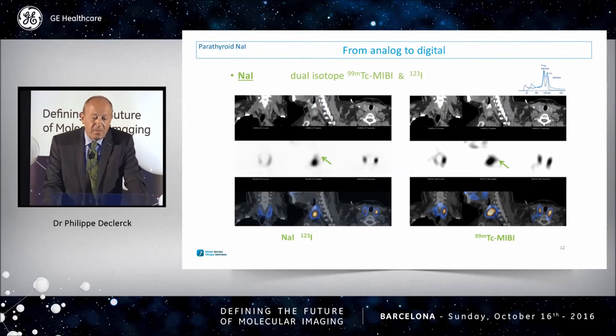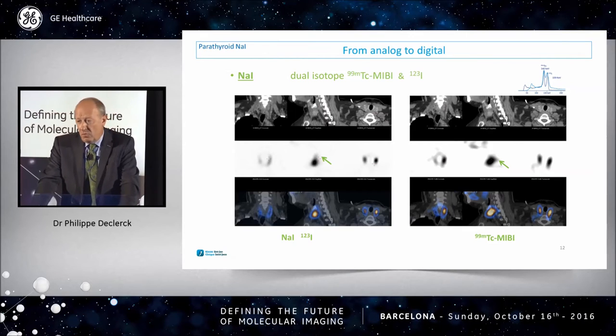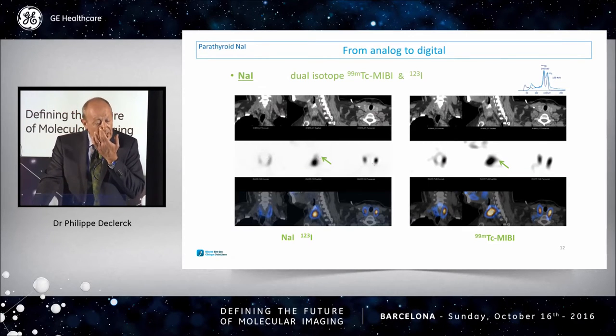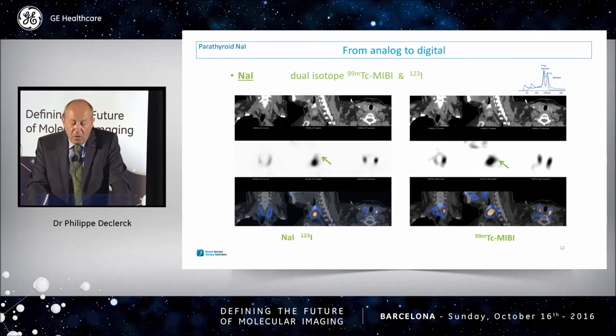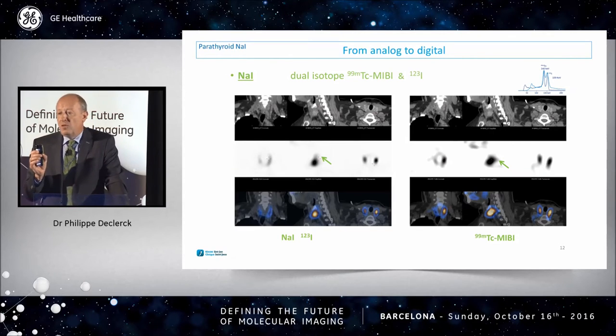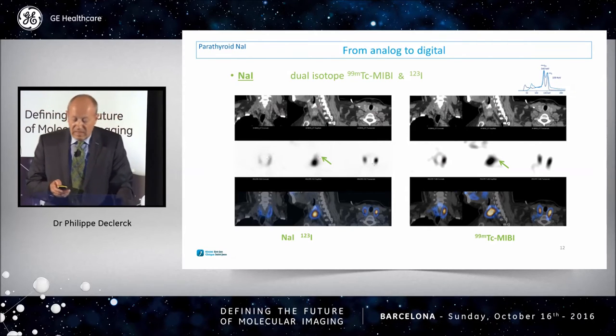And I will show you that with this dual isotope, 3D parathyroid. This case is done with the photomultiplier, sodium iodide, and you see on your left hand the image with iodine 123, 159 keV, and on the right hand you see the image with technetium MIBI. And what you see on the left hand, if you take the middle row, the SPECT images with the green arrow, in fact, it is the window for iodine 123, but you have noise from the technetium signal. So the image is not that sharp. Sometimes it can be confusing.